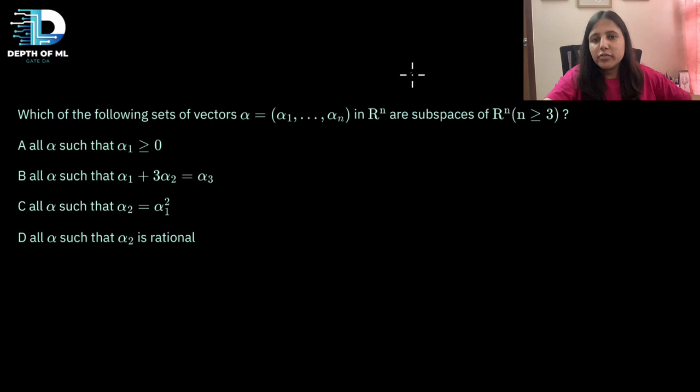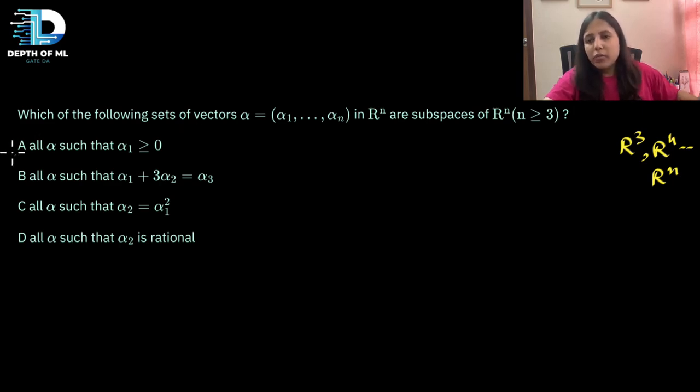Which of the following sets of vectors alpha of the form alpha 1 to alpha n in Rn are subspaces of Rn, where n is greater than or equal to 3? So it's talking about subspaces R3, R4 up to Rn. We don't know the value of n, we know that it is greater than or equal to 3. Now we have to check all these options. This is another MSQ question, and you have to find all of them which are valid subspaces. So we'll look at them one by one.